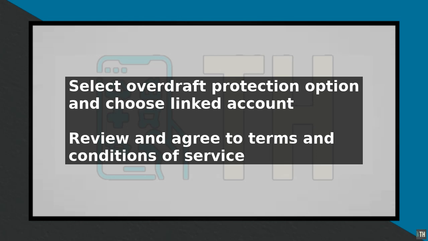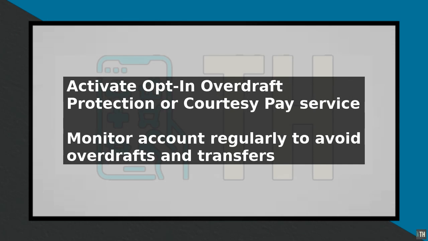It is essential to note that Navy Federal offers two types of overdraft protection: opt-in overdraft protection and courtesy pay. Opt-in overdraft protection allows you to link your checking account to another account, while courtesy pay allows Navy Federal to pay overdrafts up to a certain limit. To activate courtesy pay, you will need to opt into the service. You can do this online, by phone, or by visiting a Navy Federal branch.